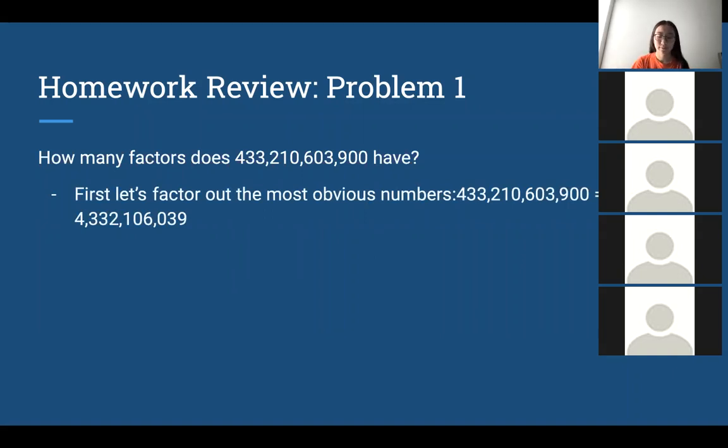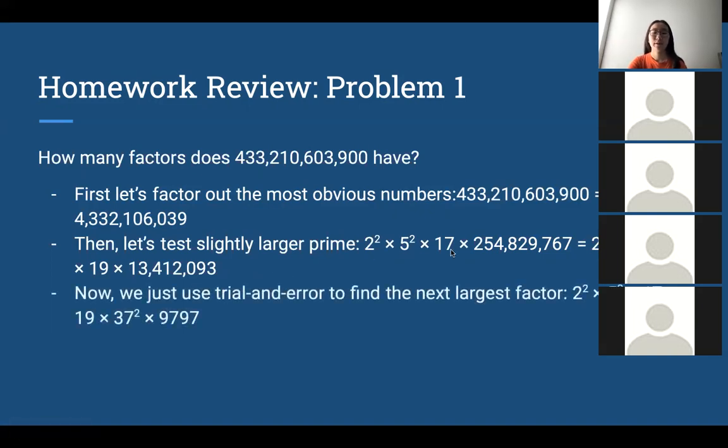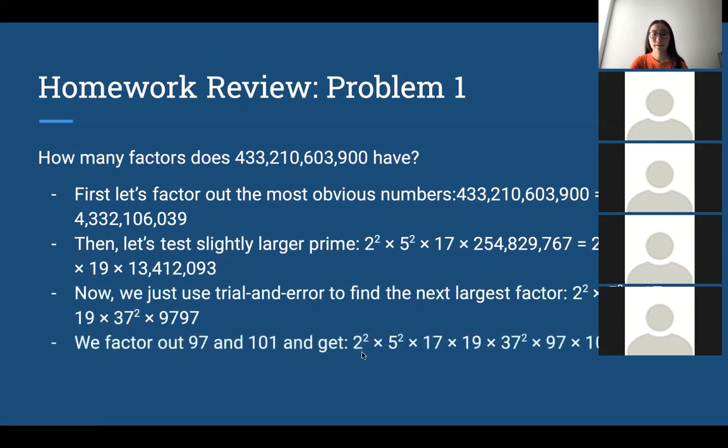The first step, as always, is to find the prime factorization. So we can easily see that it's divisible by 2 and 5. So we factored those out first, and then we continue going into the larger primes until we finish factorizing it out. And then you can see there, the finished prime factorization is 2 squared times 5 squared times 17 times 19 times 37 squared times 97 times 101.